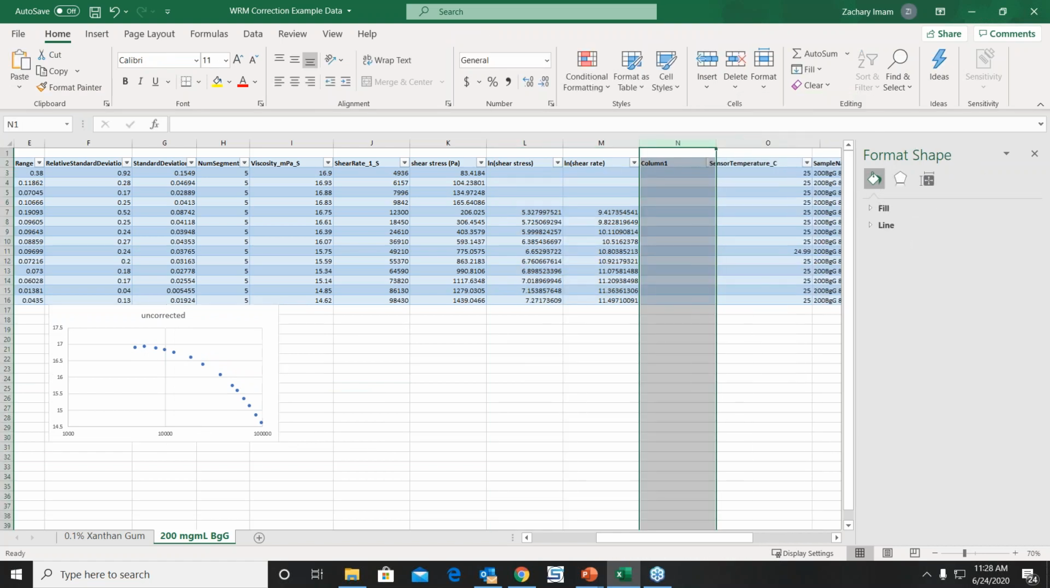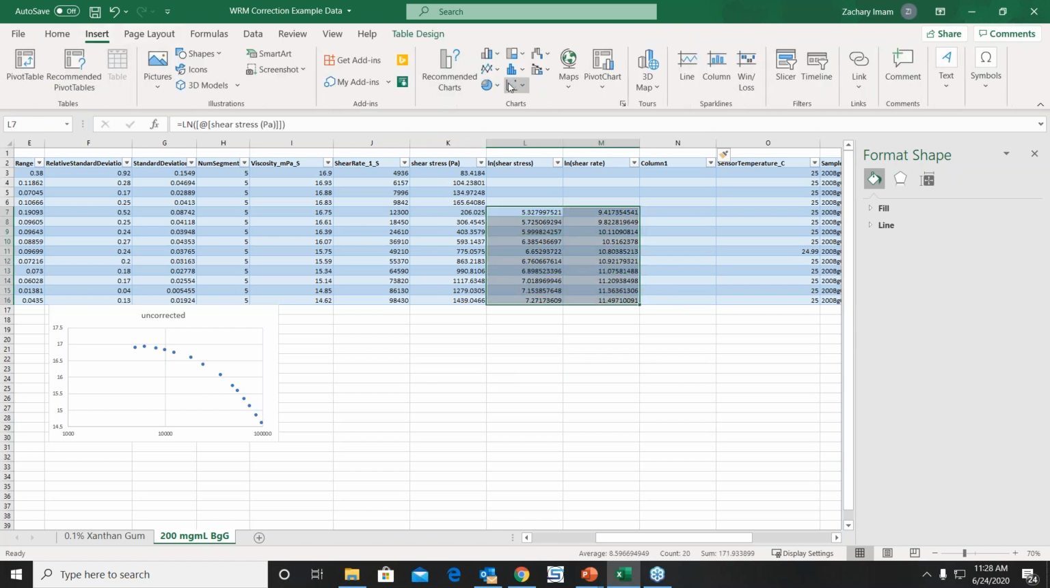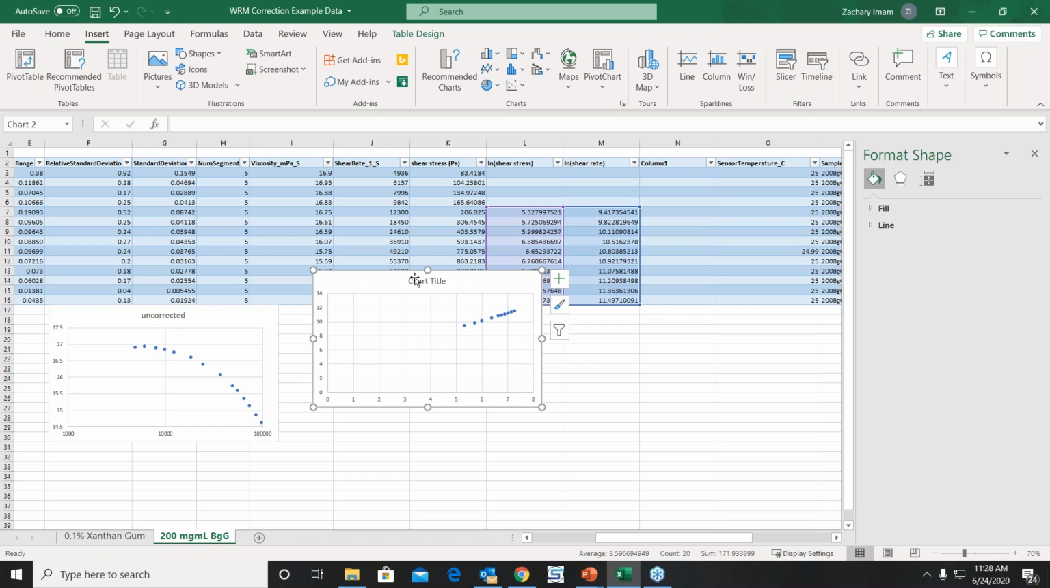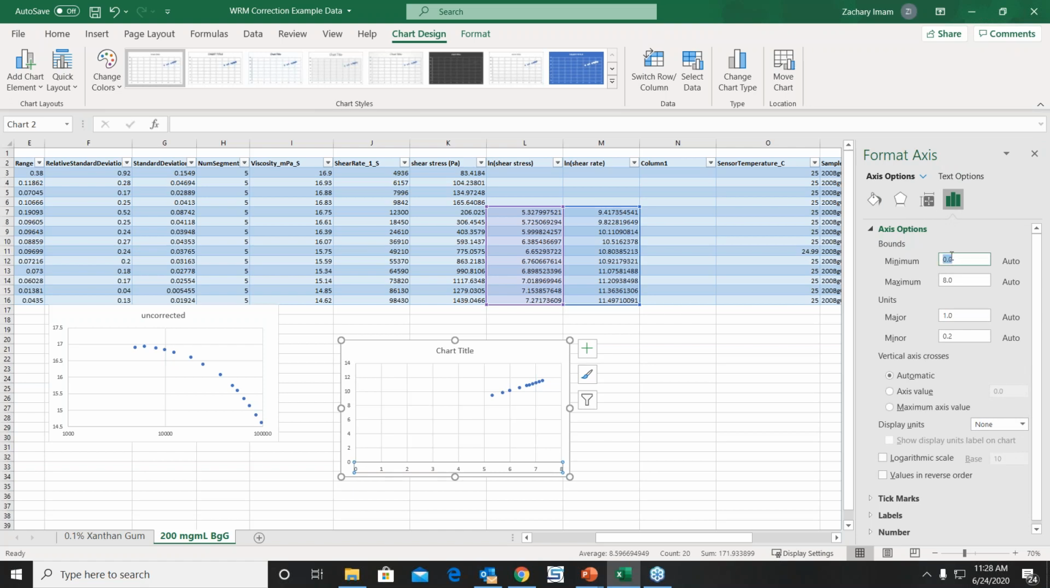All right, so now I'm going to plot the shear stress and shear rate, the natural log of the shear stress and shear rate. And again, so it's easier to see, I'm going to change the axes.